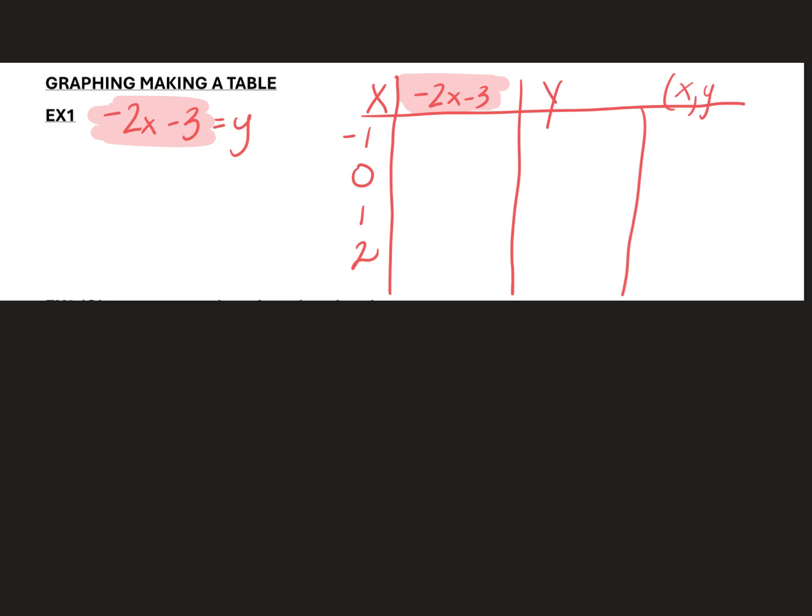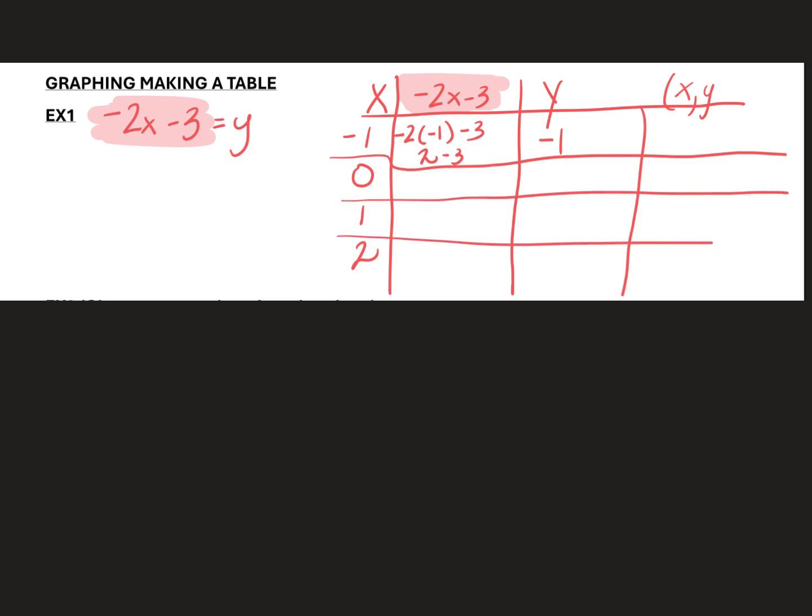So I want you to have at least 4 values. You're going to substitute -1 in for x, then 0 in for x, 1 in for x, and 2 in for x. And these values that we get will be our y values. So let's go ahead and start. -2 times -1 minus 3 is +2 minus 3, which is -1. If you want to draw lines there so you can have a separation, then you're perfectly welcome to do that. Let me go ahead and draw mine before I start writing. That way I don't have a bunch of crooked lines like the first one.